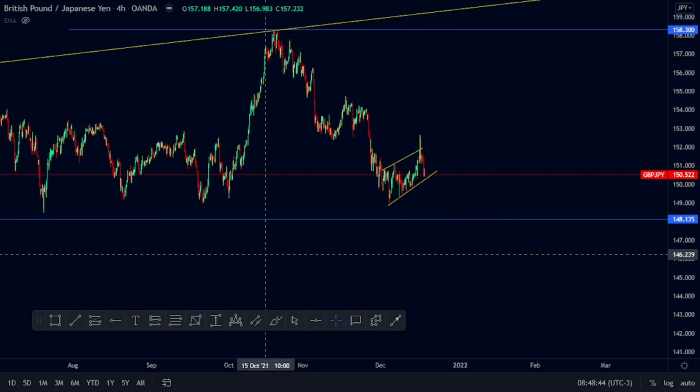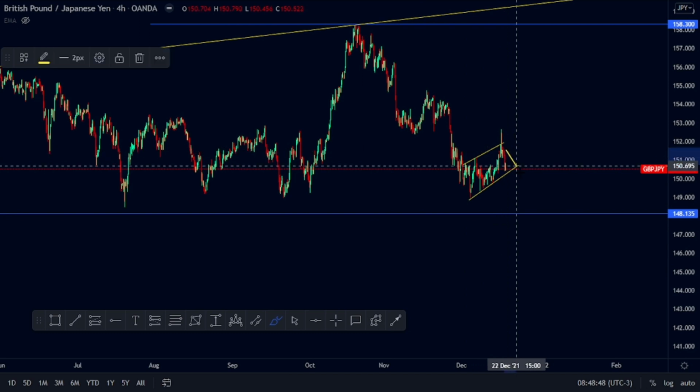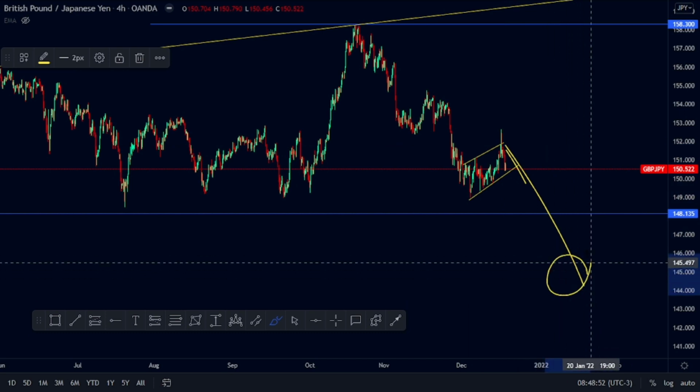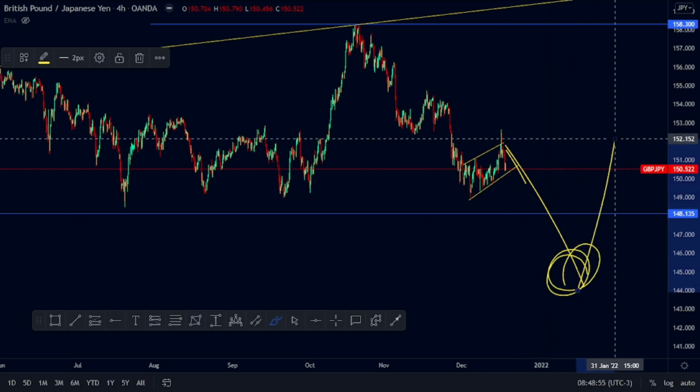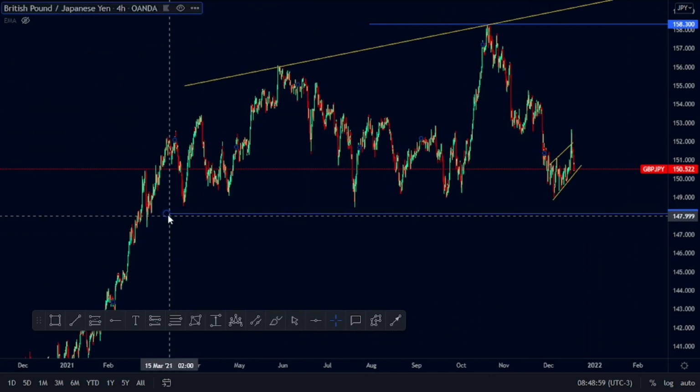This continuation pattern might act as a what? A liquidity wipe. It can drop below, catch people on the wrong side of the market, then push back up. Why do I say that? Remember, we're having a common point here.